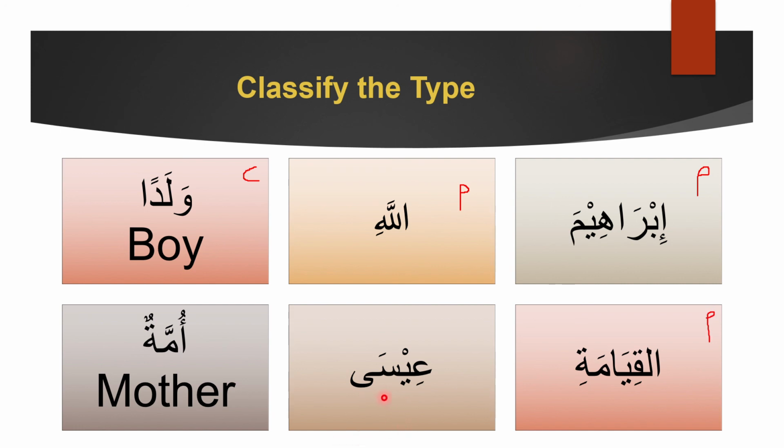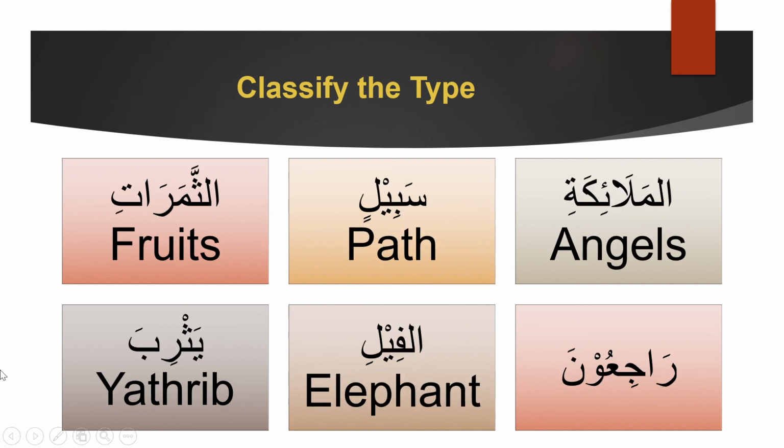Next, Isa. Isa is a proper name, which means it's proper. Next, Ummatun. Ummatun, common. It can be any mother. Almalakati. There's al over here, people. Al means it's proper. Sabilin, which means it's common because there's no reason for it to be proper. As-samarati. Al is there, proper. Raji'una. It's common. No reason to be proper.